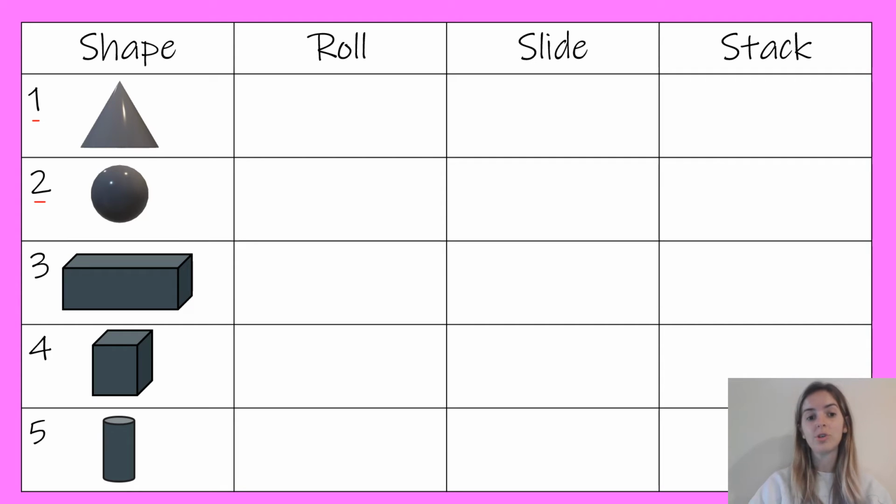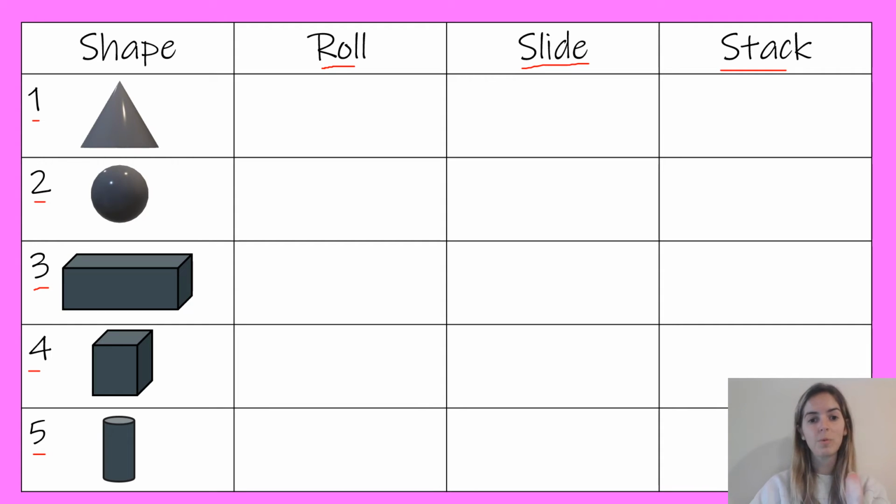And I've got number 2 is a sphere, number 3 is a rectangular prism, number 4 is a cube, and number 5 is a cylinder. And then at the top we've got roll, slide, stack. Now I'm going to do the first one for you.